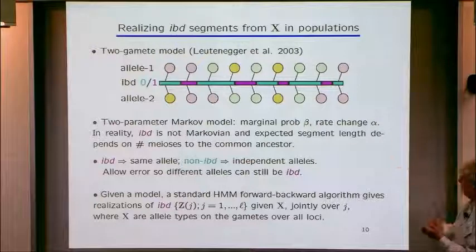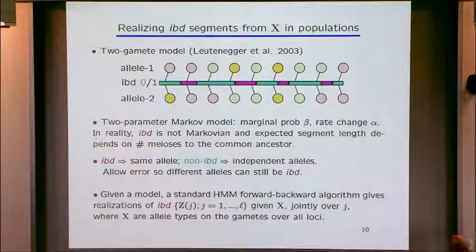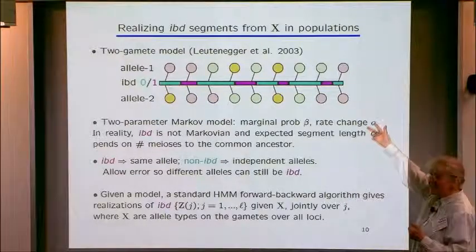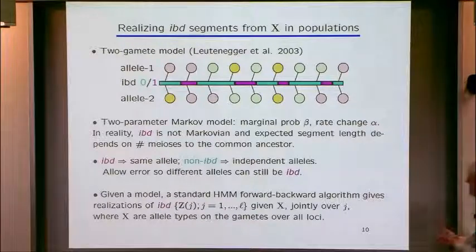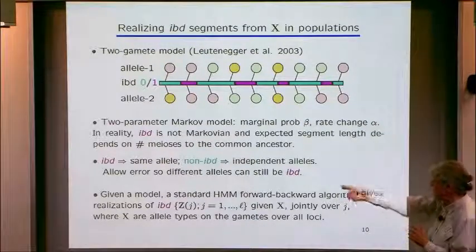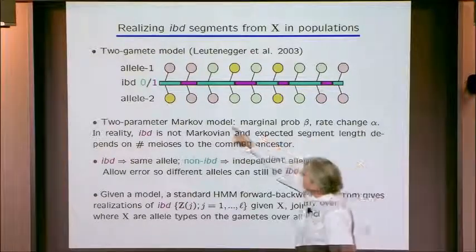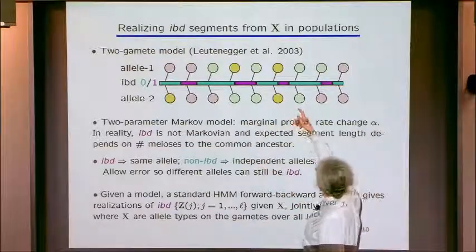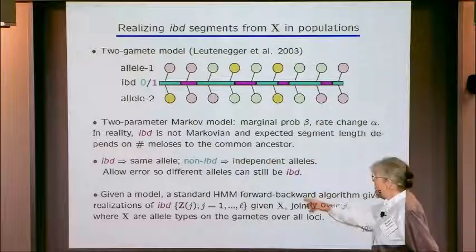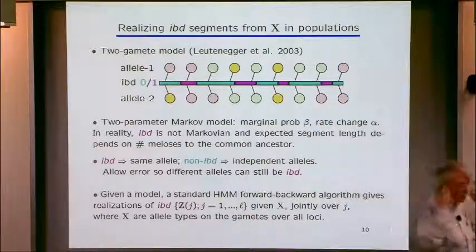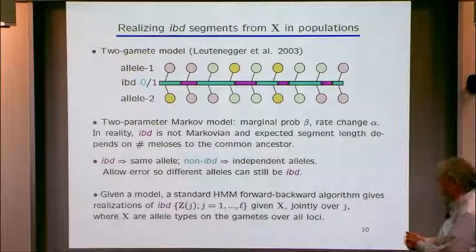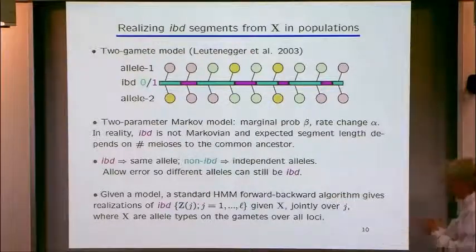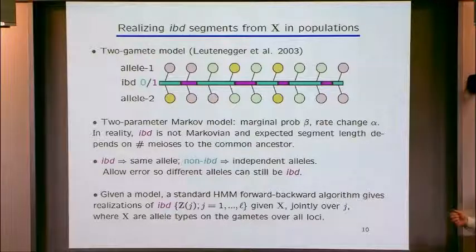Identity by descent is not Markov, and expected lengths depend on the number of meioses to the common ancestors we're talking about, and there may be multiple common ancestors, but this is certainly a good enough model for the prior. And then the model that she used is the one we just said. If they're identical by descent, they should be the same allelic type. If they're not identical by descent, they may or may not be the same allelic type. And actually, in all our models, we allow for, quote, error, fuzz of some kind or other, whether we believe there are errors or not. You should always make that allowance so that things that are observed to be of different allelic type can still be inferred to be within an IBD segment.